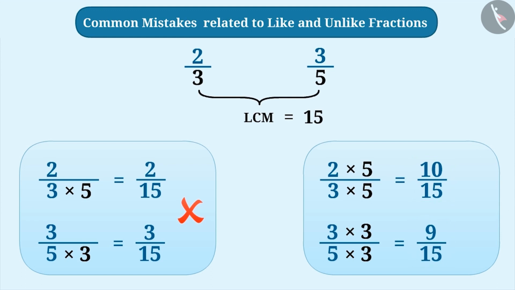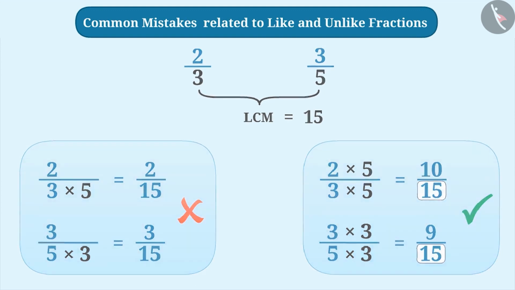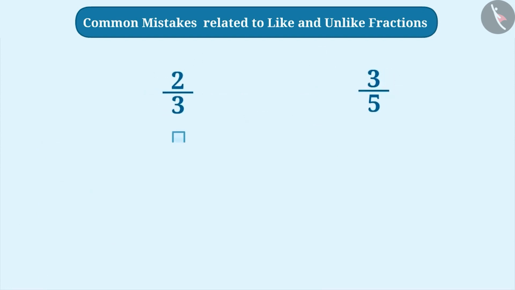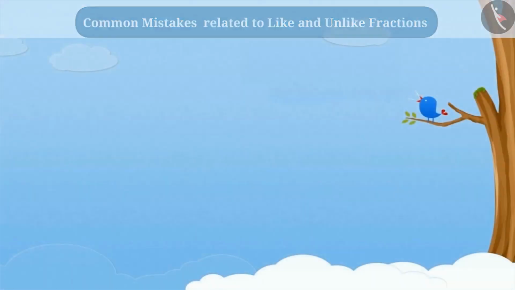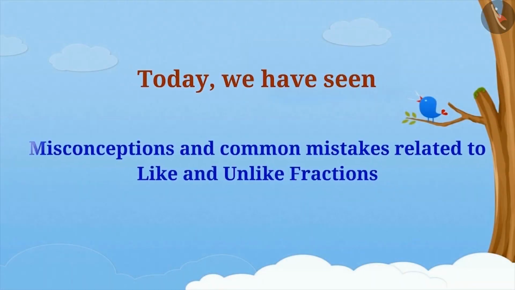Many times, to make the denominators equal, children add the same number to both the numerator and denominator. For example, to make the denominators of 2 by 3 and 3 by 5 equal, 2 is added to the numerator and denominator of 2 by 3 to get 4 by 5. This is incorrect. Today, we have seen misconceptions and common mistakes related to like and unlike fractions.